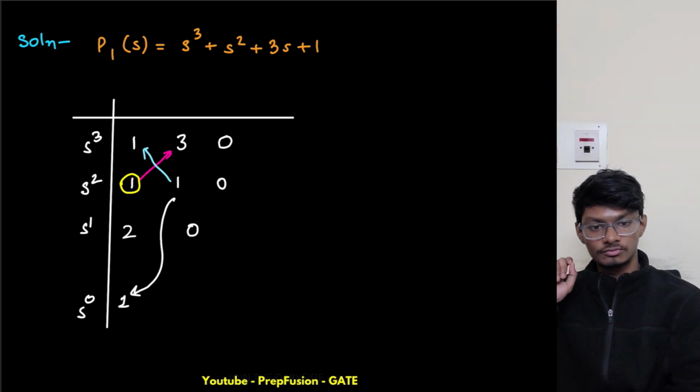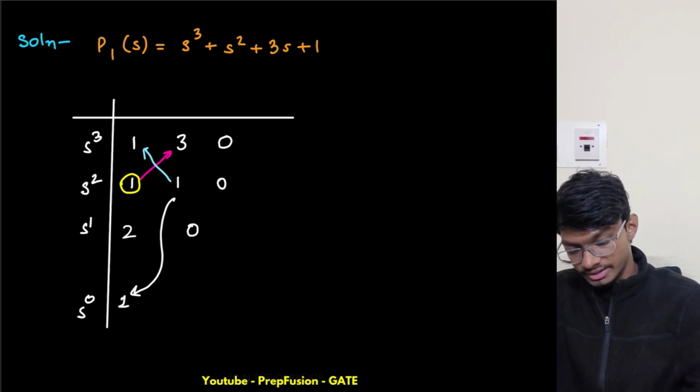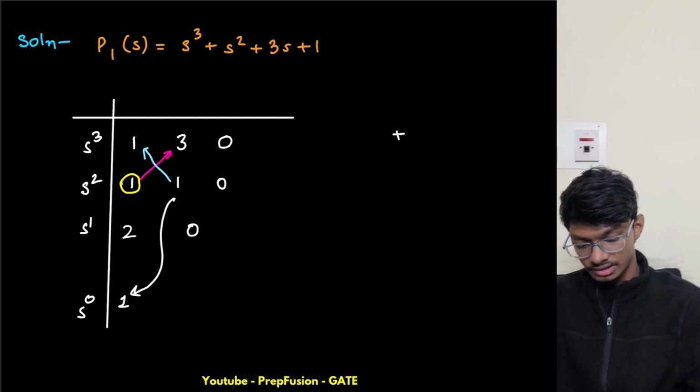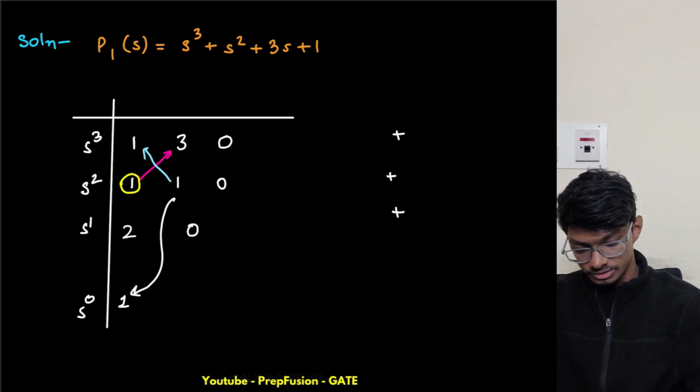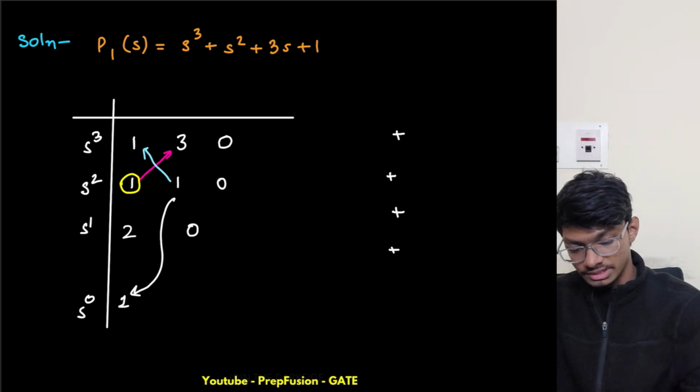Okay, so this is my 1. Okay, so how many sign changes do I see? The first row is positive, second row is positive, third row is positive, fourth row is also positive. So is there any sign change? There is no sign change.